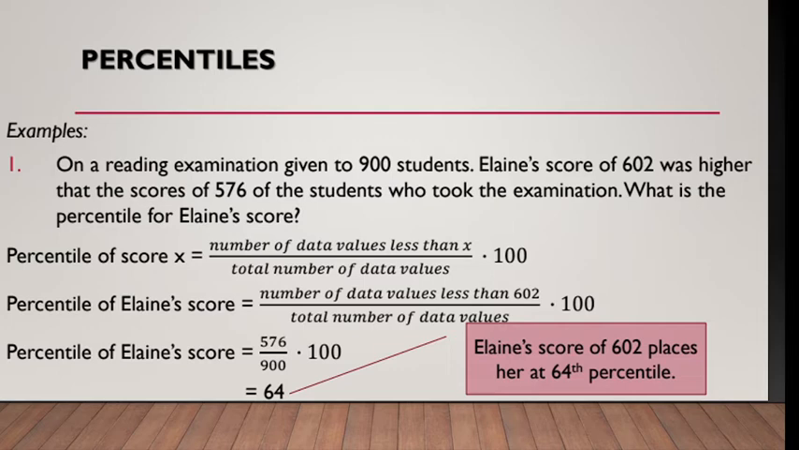So we can have percentile of Elaine's score equals 576 over 900 times 100. Then 576 over 900 times 100 is equal to 64. So therefore, Elaine's score of 602 places her at the 64th percentile.